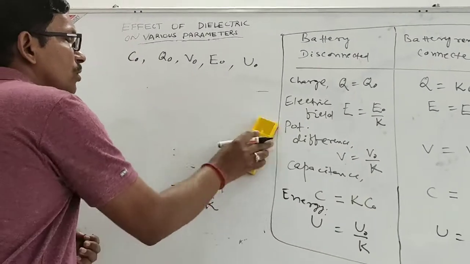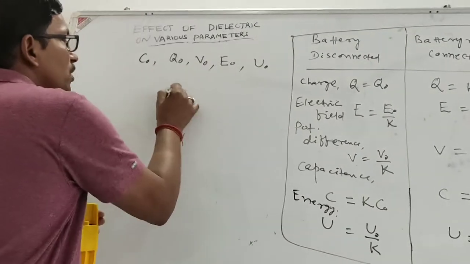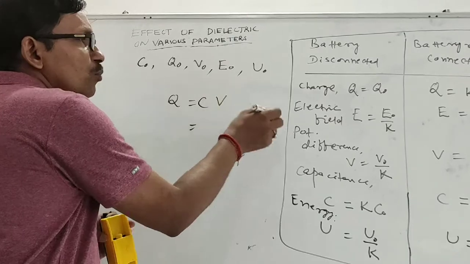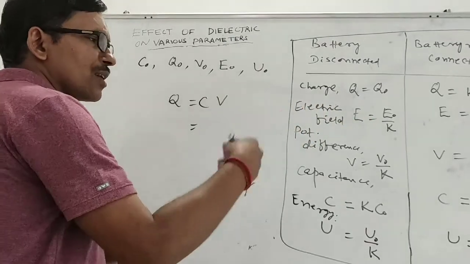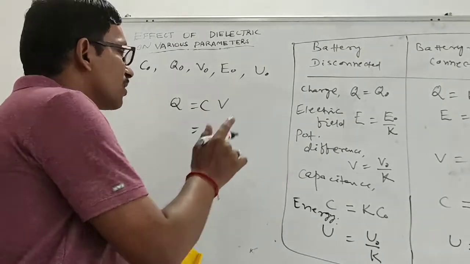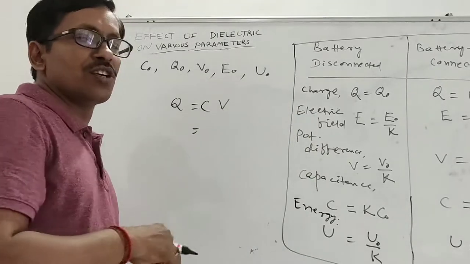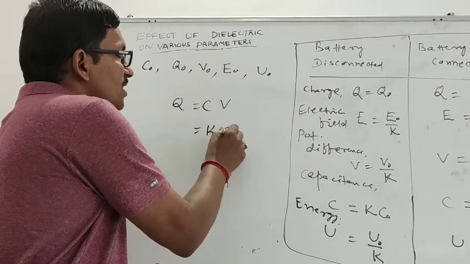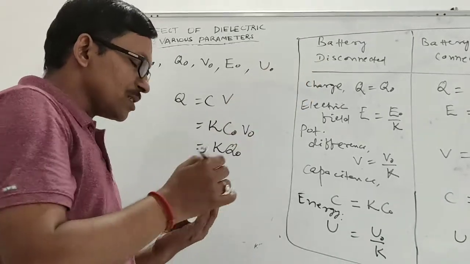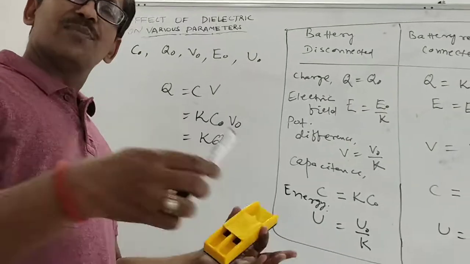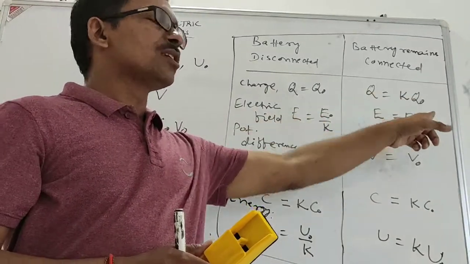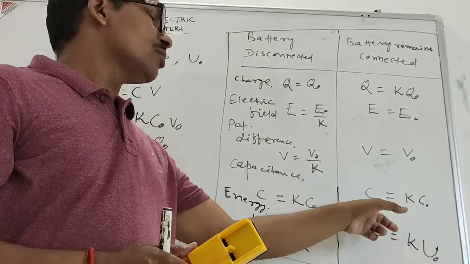Charge Q is equal to C into V. Now V remains constant, but the capacitance changes K times. You have already derived the expression just now. When the dielectric slab is introduced, capacitance becomes K times. So this is K C0 into V0. V remains the same. So that is K times Q0. So the charge becomes K times because as the battery remains connected, the value of charge will be changing. If the dielectric constant is K, then Q is equal to K Q0, E is equal to E0, V is equal to V0, and C is equal to K C0.